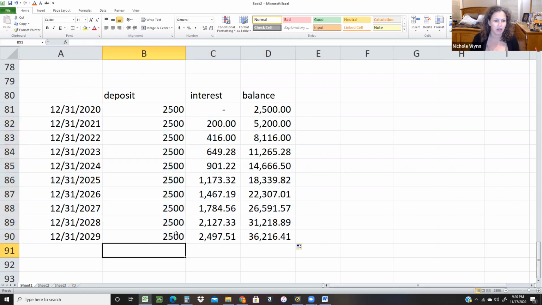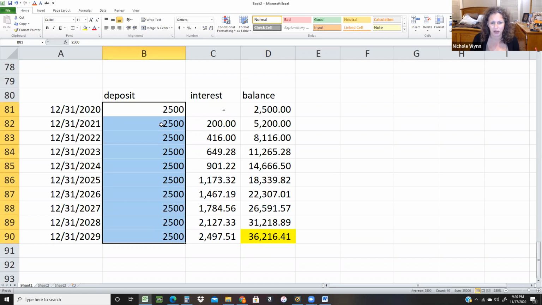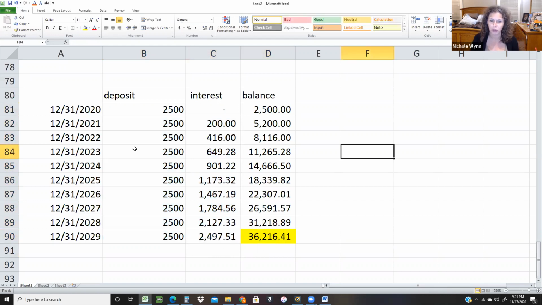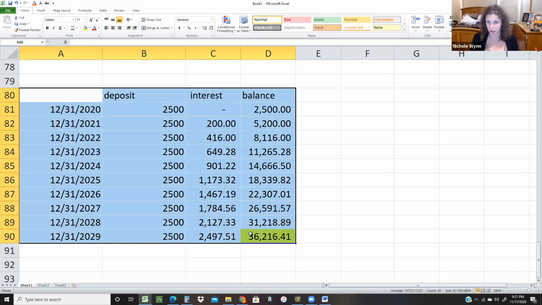Based on this, our balance at the end is $36,216.41. At a minimum, I put 2,500 in there over 10 years, which is $25,000. But we also earned interest on interest on interest. In that last year, we were earning $2,500 in interest because the balance had gotten so big. So we don't have to do it manually. This is us calculating it manually.